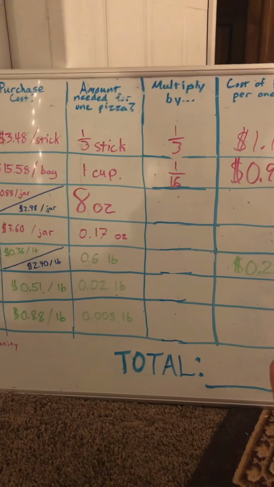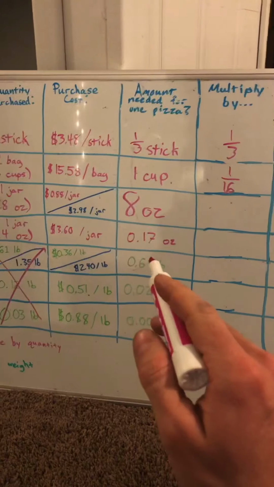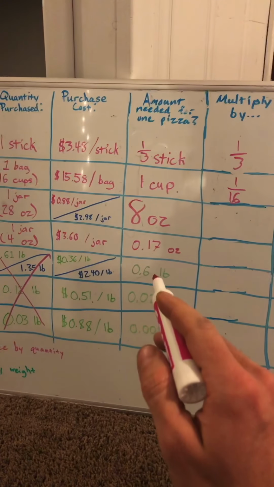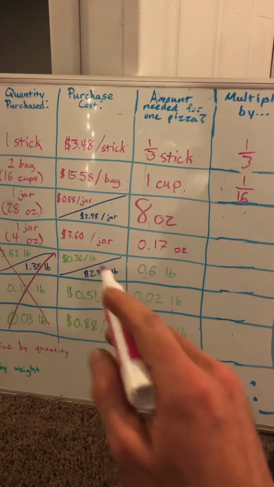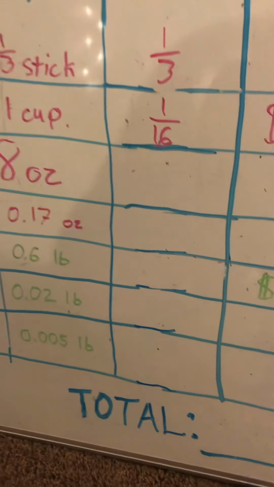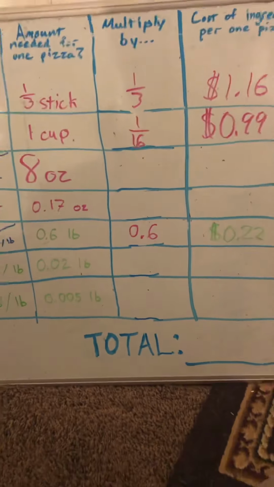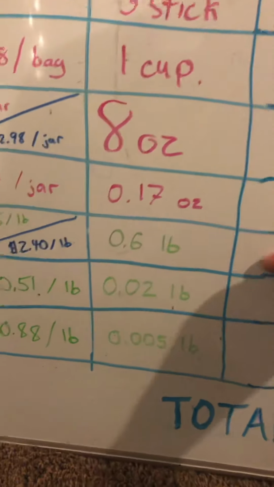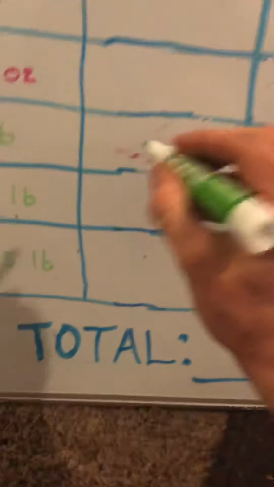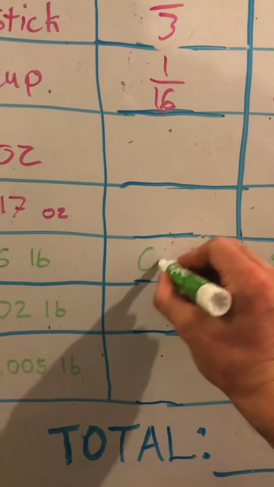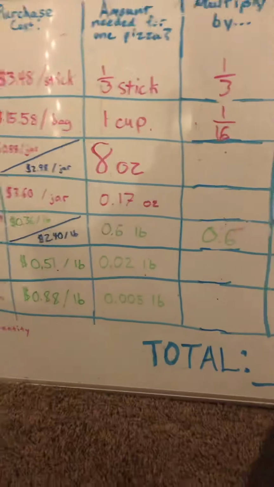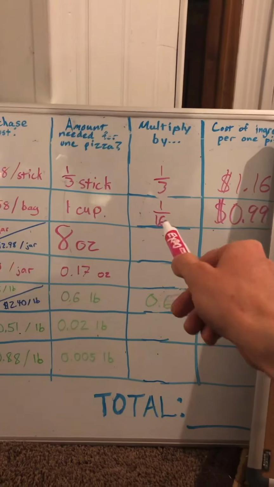So to find the cost of flour for one pizza, we need to multiply the amount needed for one pizza by the cost. So I'm just going to multiply by 0.6. Let me switch colors and keep it consistent here. 0.6. So this is much simpler. Let me pause here for a second. In order to calculate these ones in pink, you're going to need to multiply by a fraction.